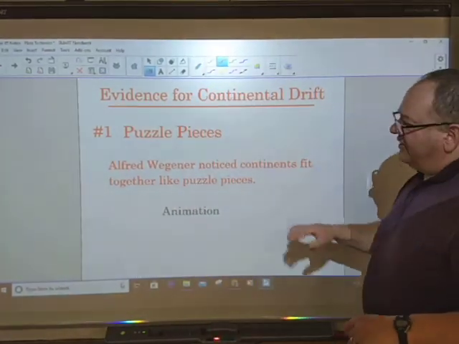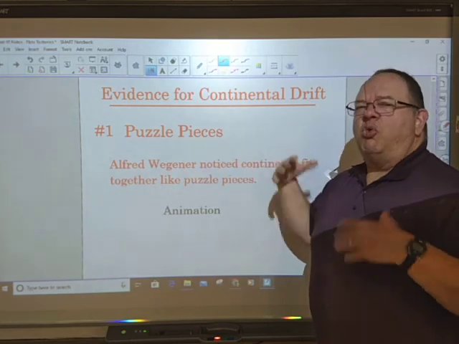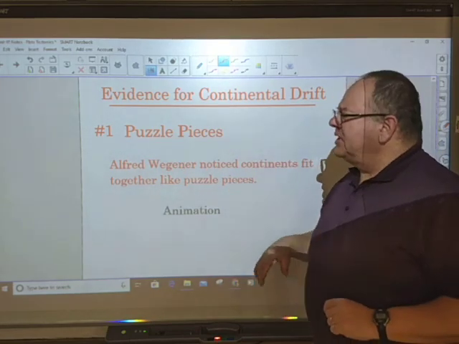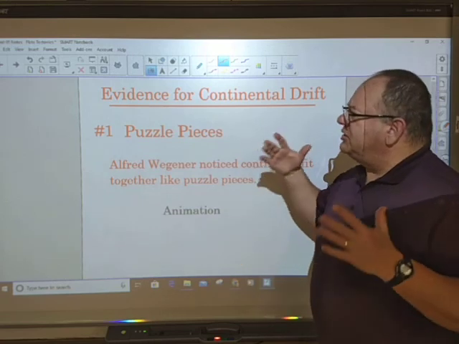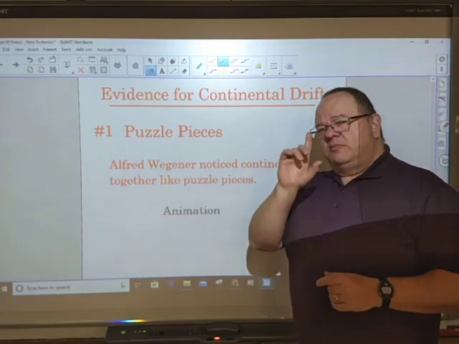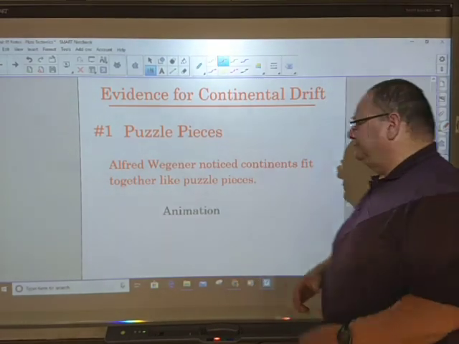So, one piece of evidence is our puzzle piece. Now, by itself, just the coincidence that continents sort of look like they fit together, that's not a strong piece of evidence, or that's not proving continental drift by itself. But again, that's one piece of evidence. We're going to look at several.